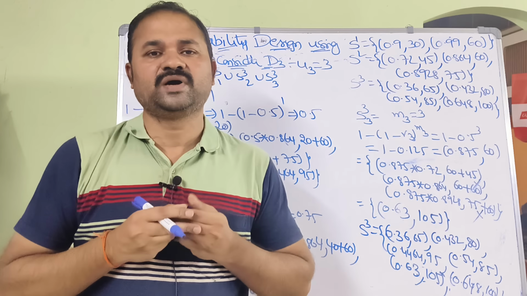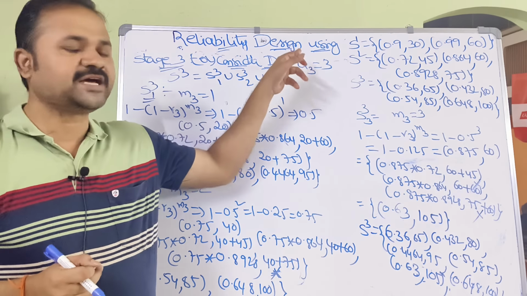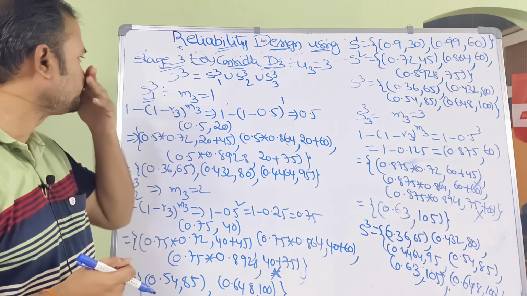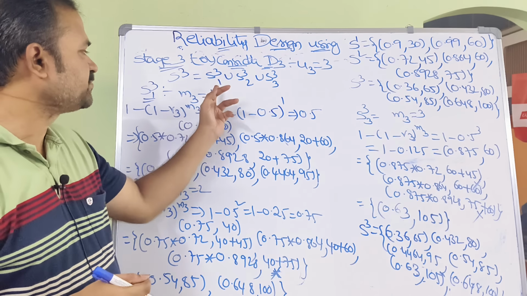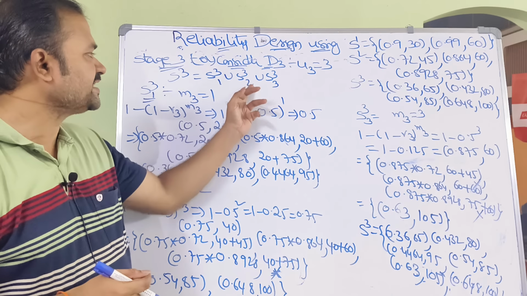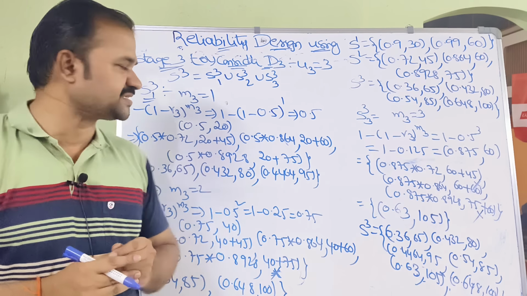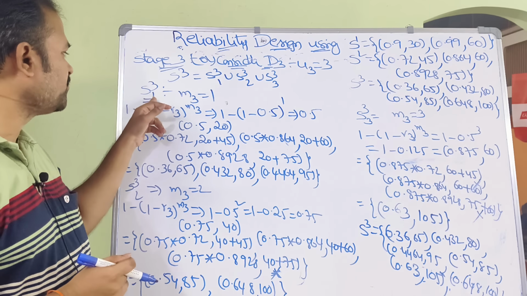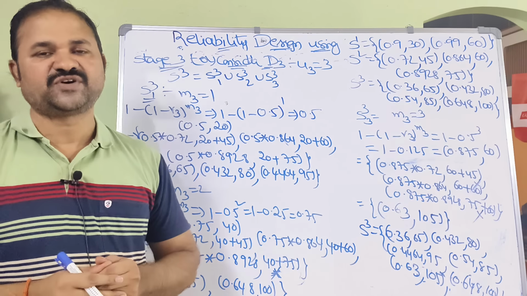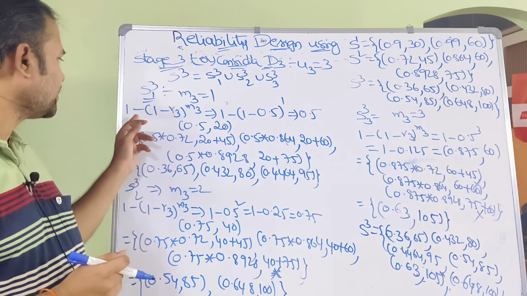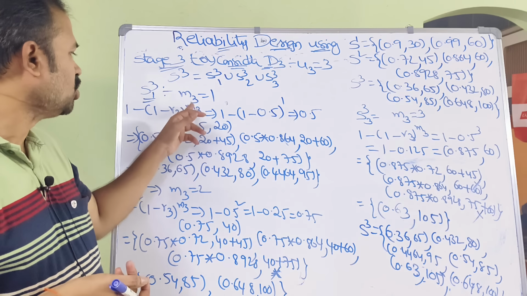Now let us consider stage 3, or device 3. Here the upper bound for the third device is 3. So we have to calculate S power 3 is equal to S power 3 1 union S power 3 2 union S power 3 3. So maximum we can have 3 copies. First let us find out S power 3 1, that means m3 equal to 1, so 1 copy. For the reliability the formula is 1 minus R3 whole power m3.